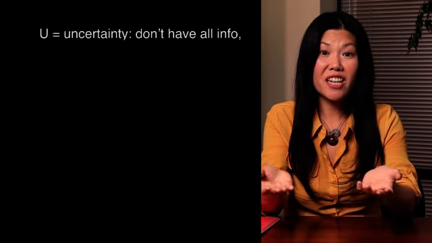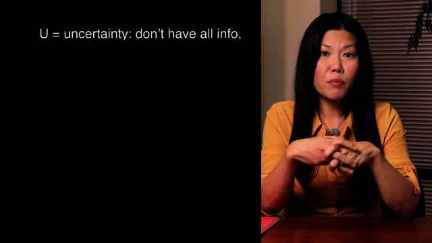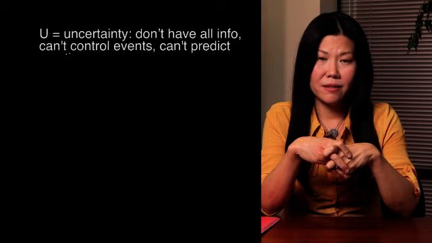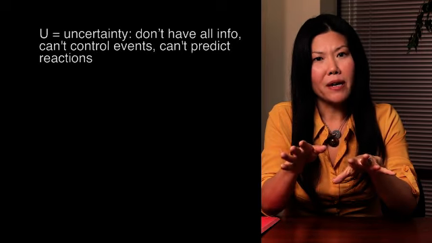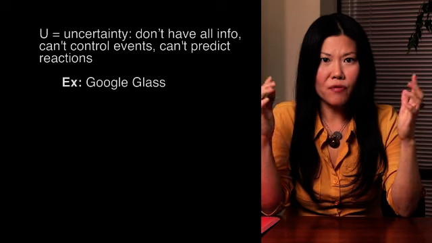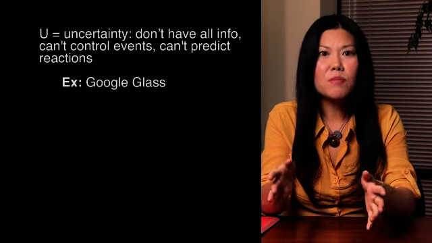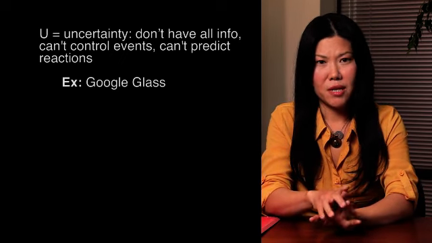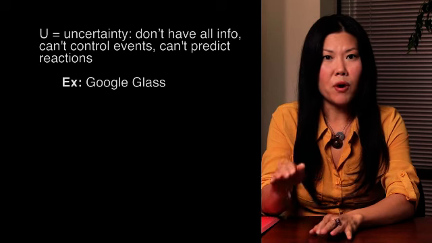Then there is U, uncertainty. We don't have all the information we want or need. We can't control events. We can't predict how everyone will react. For example, a while back, Google launched Google Glass, the wearable gadget that fits over your eyes. It seems like you can see a secret world. Google thought it was a great product.